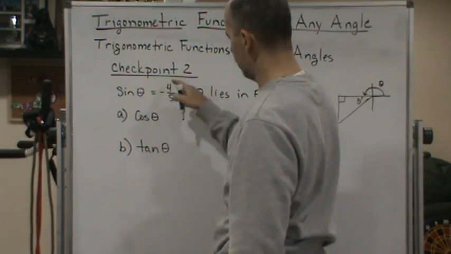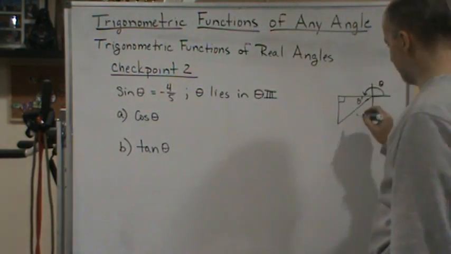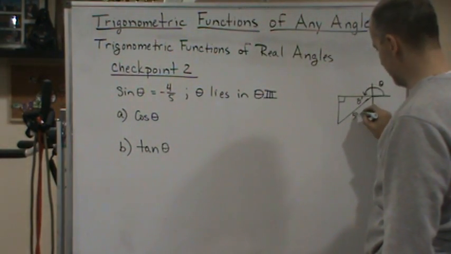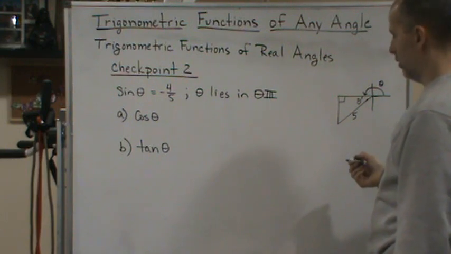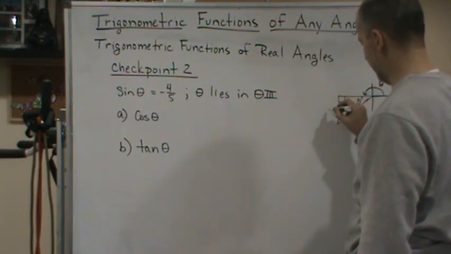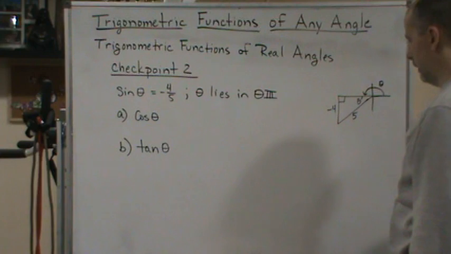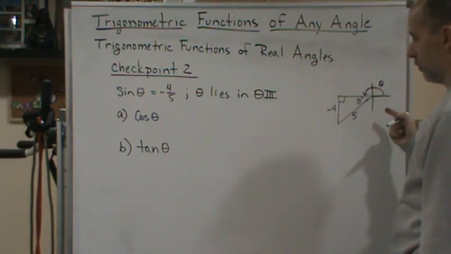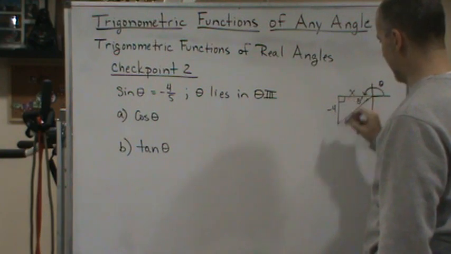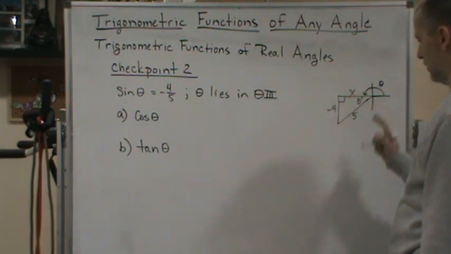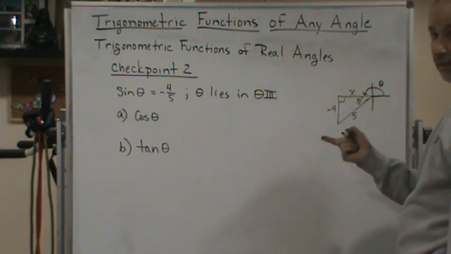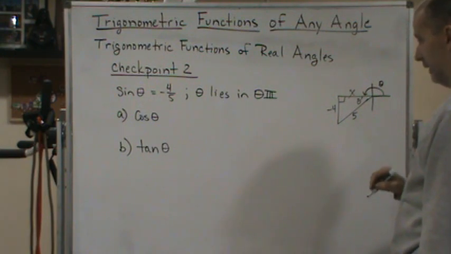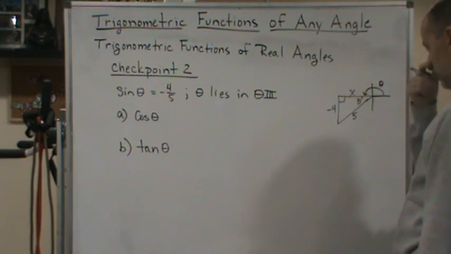And it's -4/5. Now, obviously 5 is the hypotenuse, so that's going to be here. So that can't be negative. So obviously it's going to be here, -4. So what we need to do is, for cosine, it's x over r. So we're going to have to find x, but x is also going to be negative, as you can see. So cosine is negative in quadrant 3.